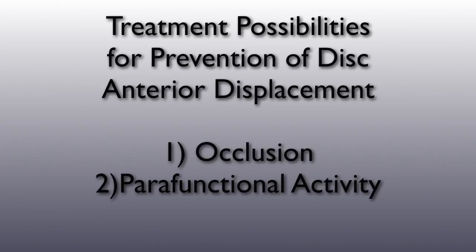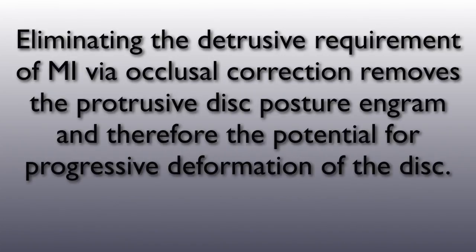The two main modes of treatment in an effort to prevent anterior disc dislocations are to correct the occlusion to eliminate the detrusion that might be there in MI, and to address those stressors which may be contributing to the parafunctional activity or the bruxism, which is the destructive force. We address the occlusal problem by eliminating the detrusive requirement of MI via occlusal correction to remove the protrusive disc posture engram and therefore the potential for progressive deformation of the disc.